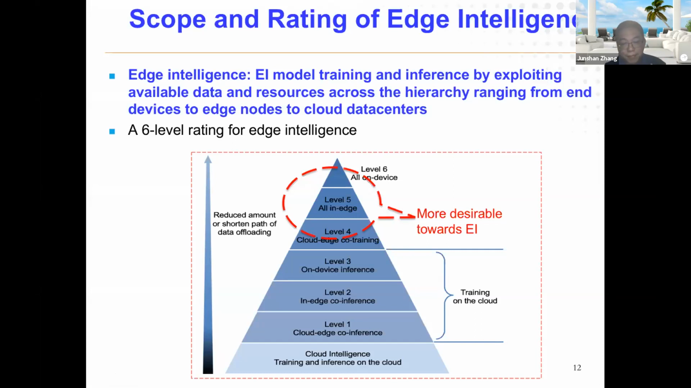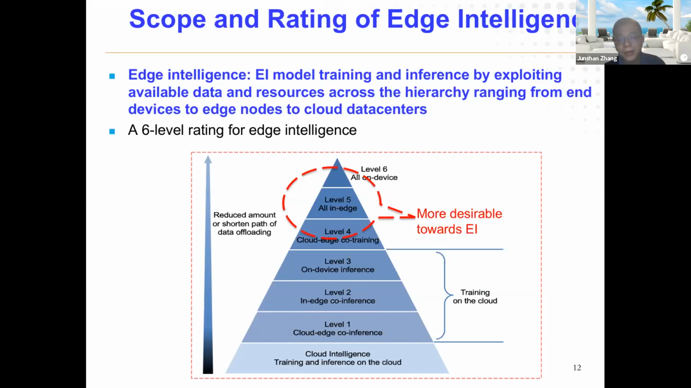At the very bottom is the current state of the art, cloud intelligence. In cloud intelligence, model training and model inference are both done in the cloud. The next 3 levels are the first 3 levels of edge intelligence. For levels 1, 2, 3, the model training is done in the cloud, but the model inference is done at the edge. At level 1 is cloud-edge co-inference. Level 2 is in-edge inference, and then level 3 is on-device inference, from edge server to device.